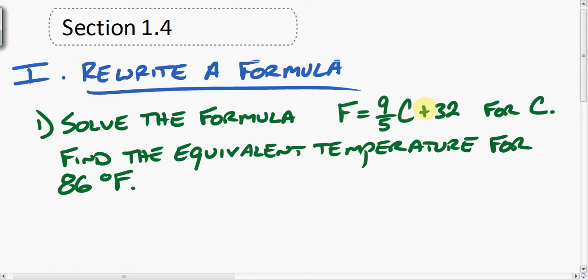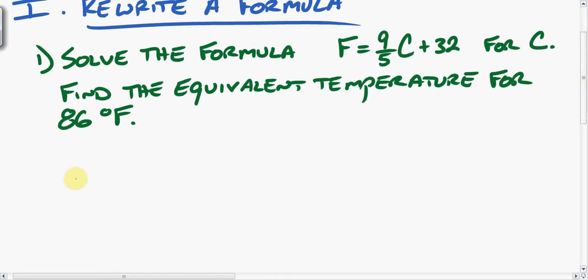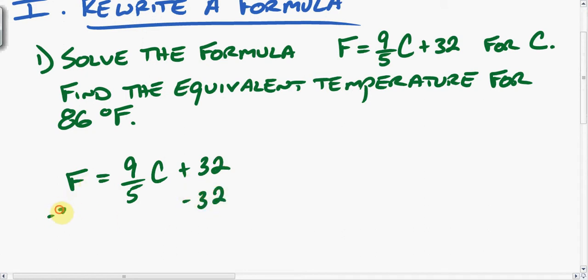Once we successfully get C by itself, that's our goal, or solve the formula for C, we will then find the equivalent temperature for 86 degrees Fahrenheit in Celsius. So let's first solve the formula for C, or get C alone. I'm going to take F equals 9/5 C plus 32, and I'm going to subtract 32 from both sides, because I want to move 32 over. It's my first step in getting C by itself.